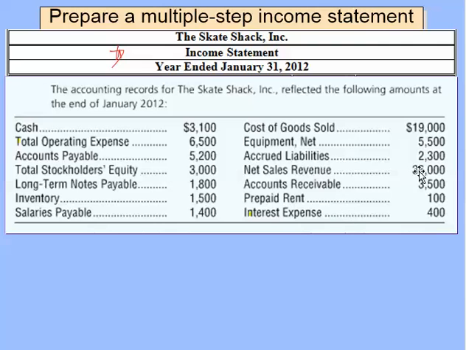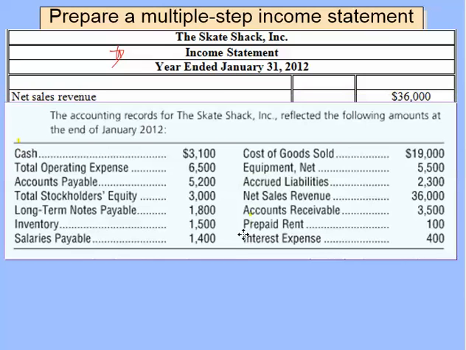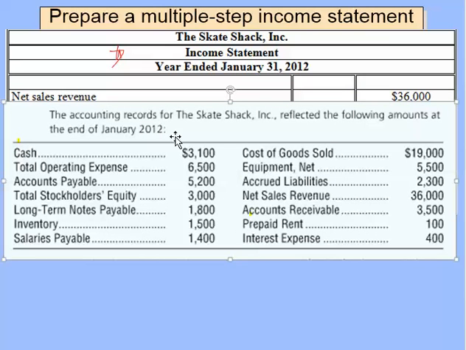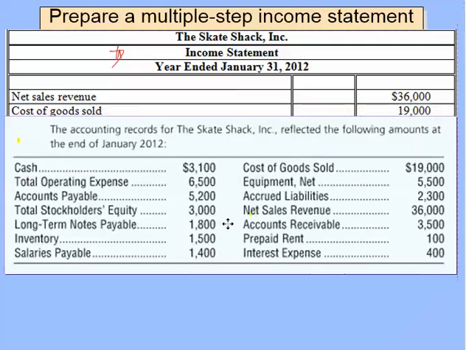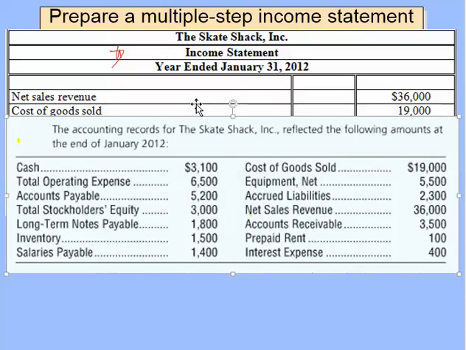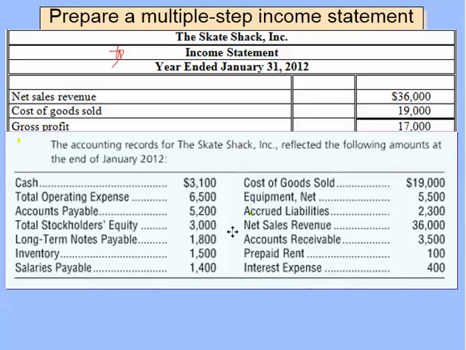Now it looks like net sales revenue here is $36,000. So I'm just going to go ahead and move that on down. So net sales revenue is $36,000. Then we need to subtract our cost of goods sold, which is $19,000. So revenues minus cost of goods sold gives us something. Gross profit, that's right. So we're going to go ahead and move this on down.